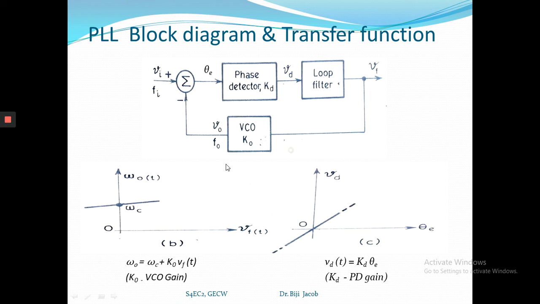Now the block diagram and transfer function of the PLL. You have an input signal Vi, the VCO signal is V0, the input frequency is Fi, and the VCO frequency is F0. In the phase detector, you detect the phase difference between the input signal and the VCO signal, so we get an error phase. The phase detector has a gain KD. The transfer function of the phase detector is this one.